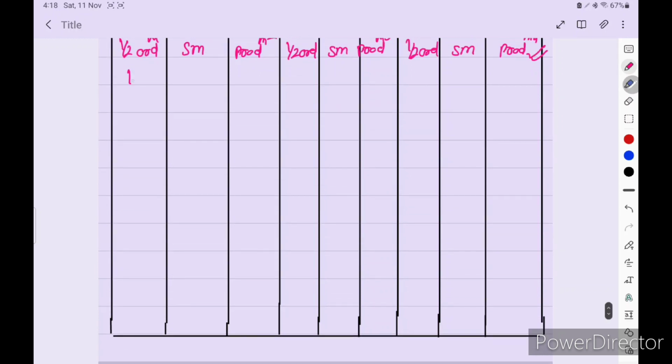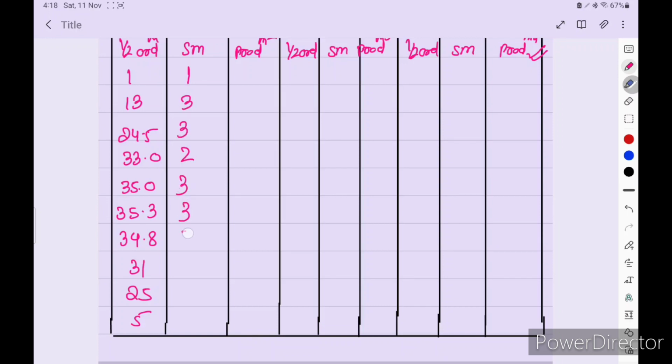Okay, so 1, 13, 24.5, 33.0, 35.0, 35.3, 34.8, 31, 25 and 5. So it is 10 ordinates. So system multiplier, rule number 2: 1, 3, 3, 2, 3, 3, 2, 3, 3, 1. Okay, so we know it, so directly we come to here.